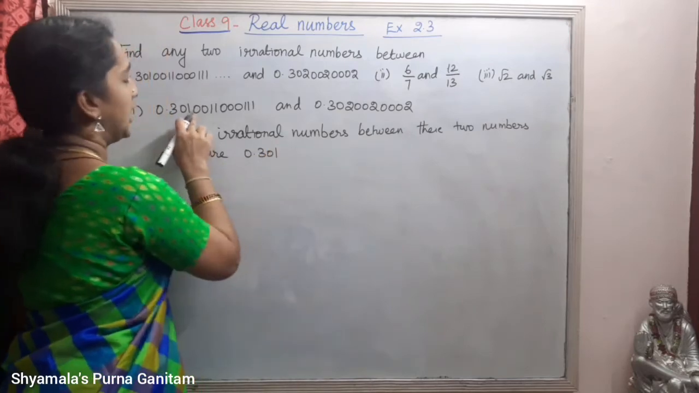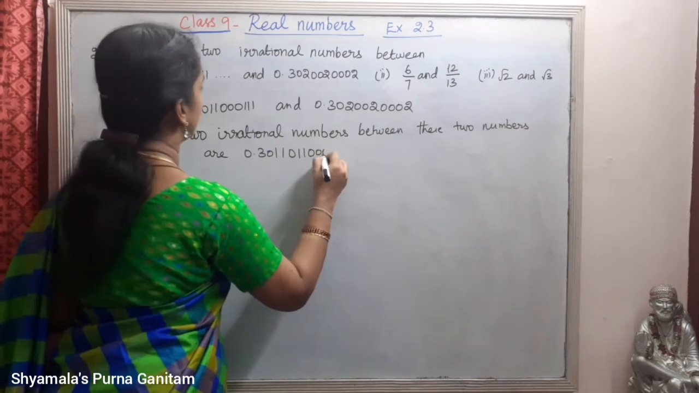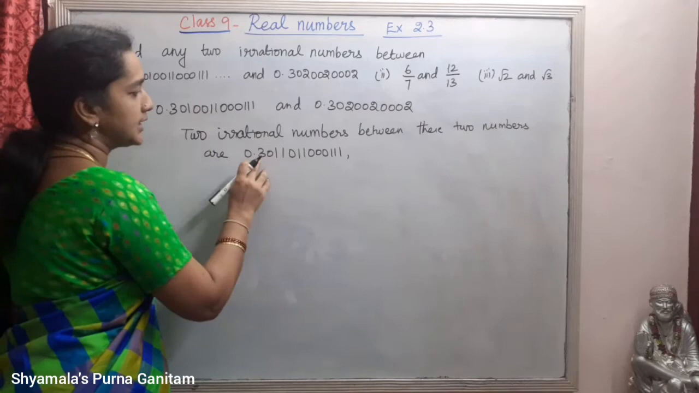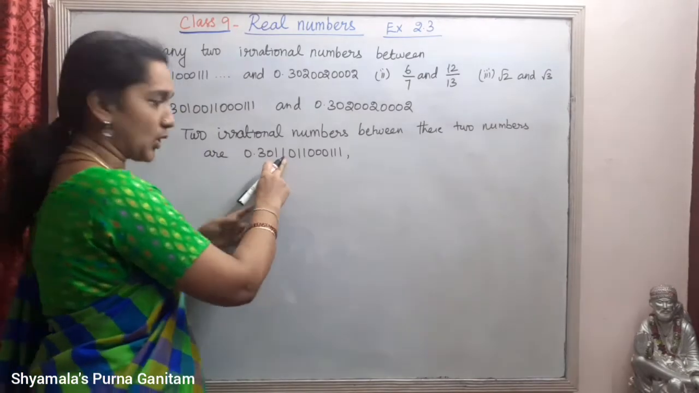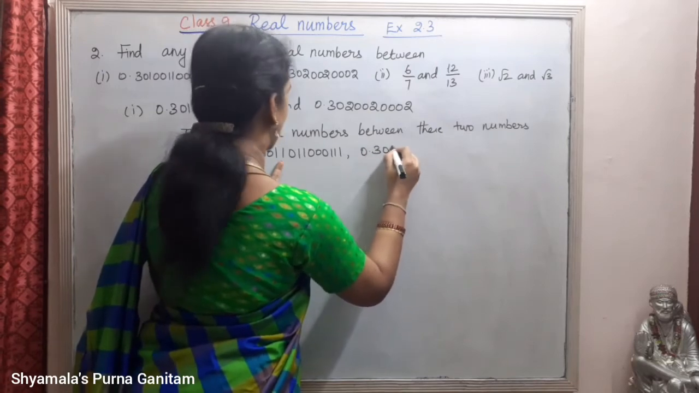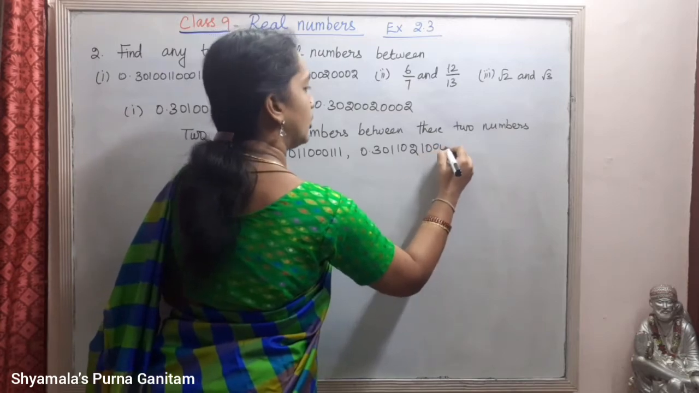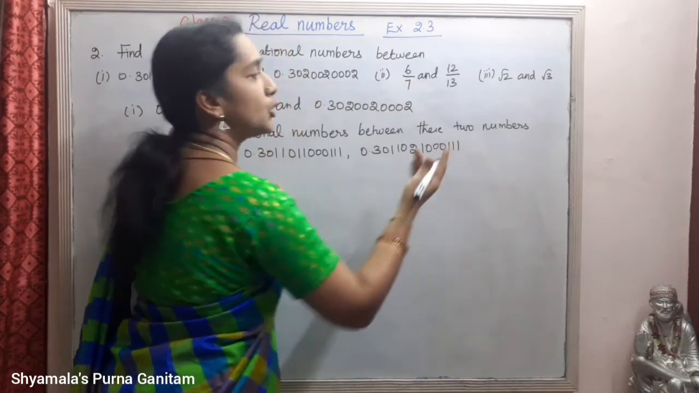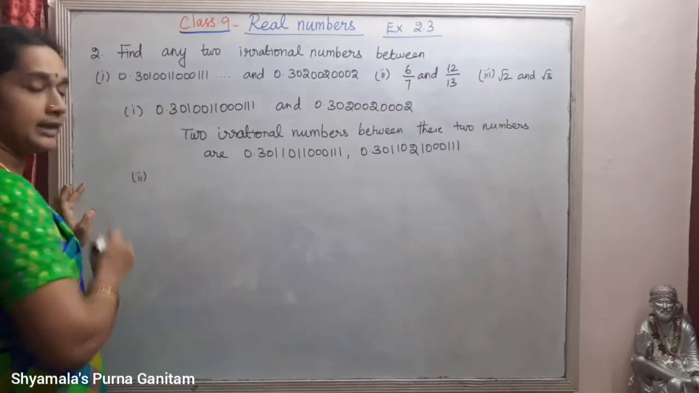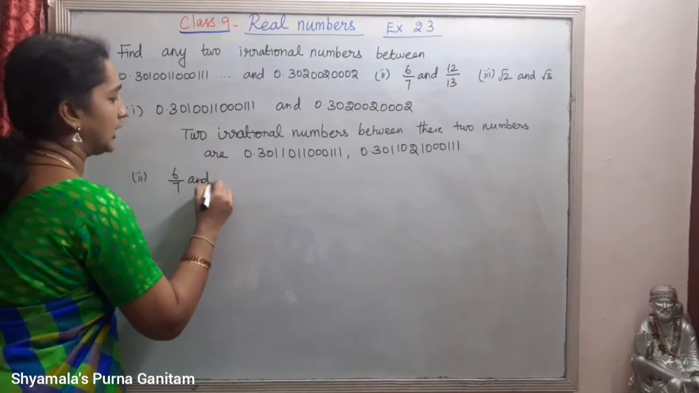0.301, I will start with 1 0 1 1 0 0 0 1 1 1. Here 301 0 1 is there, so after 301 I am starting with 101. Then I will continue this: 0.30110211000 11. So any two numbers only. That's all. Very simple. Then second sum is 6 by 7 and 12 by 13.